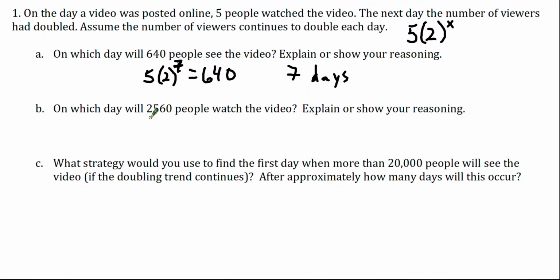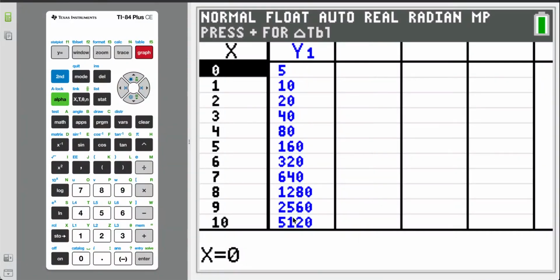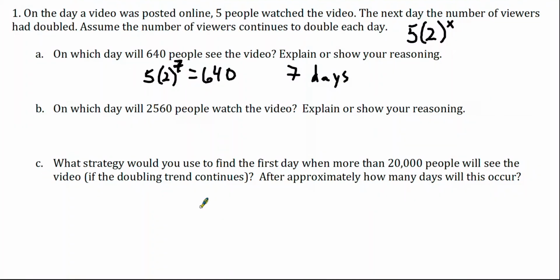Same thing here. How many days have passed for 2,560 people to watch the video? Well, if I go back to my calculator, I see that that value shows up here after 9 days. So I can say that 5 times 2 to the 9th power equals 2,560, therefore 9 days.